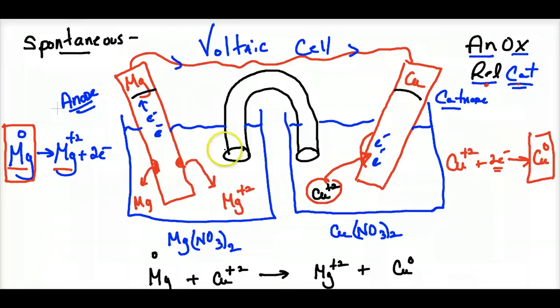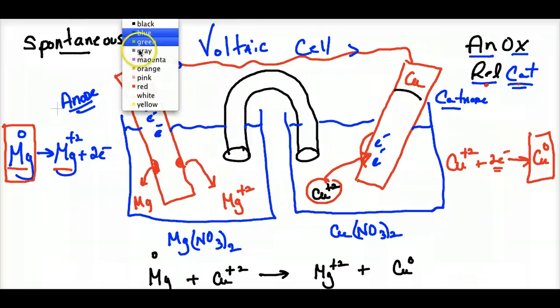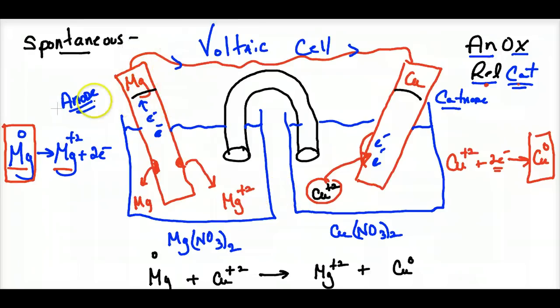Now, how are electrons flowing? Electrons are flowing always from the anode metal to the cathode. Why? Because it makes sense. The one who gives up electrons has to go to the place that is going to accept them. So always anode to the cathode flow of electrons, but not through the solution, through the metal electrode, through the wire to the metal.